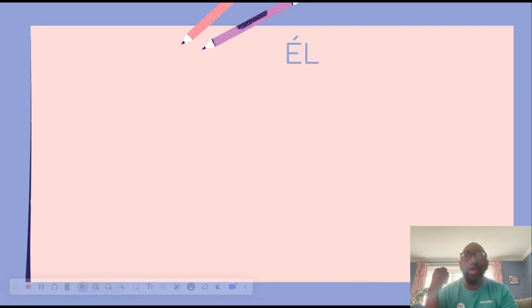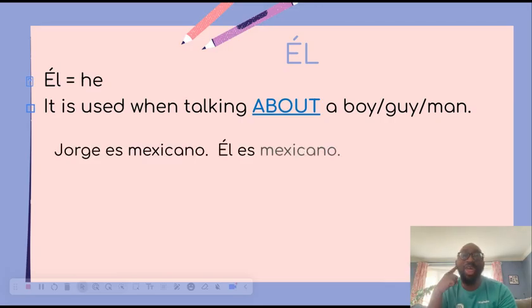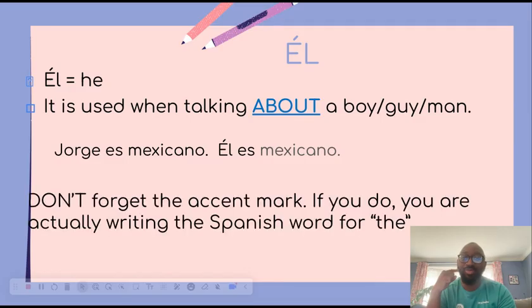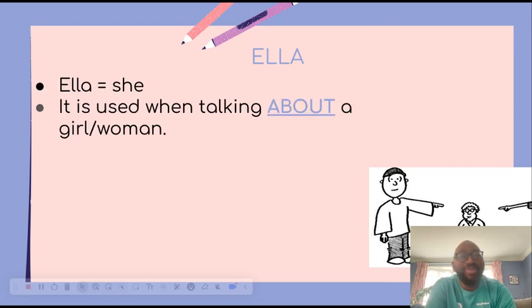Then, when we talk about one person, we might say él. Él is for a guy or a man, and it means he. Él es mi amigo. Él es mexicano. Make sure to include your acento on the e, because if you don't include the acento on the e, it means the. The other singular pronoun we're going to talk about is ella, and ella is when we talk about a girl or a woman. Ella means she.